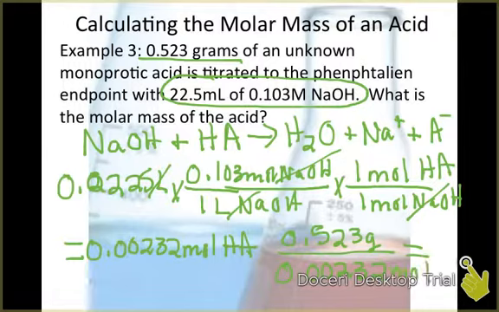And I ran out of room, so I'm going to try to write my answer down here. So if I do 0.523 divided by 0.00232, I'm going to get 225.67, which we know we can only keep 3 significant figures, so I'm going to round that to be 226 grams per mole of my acid.